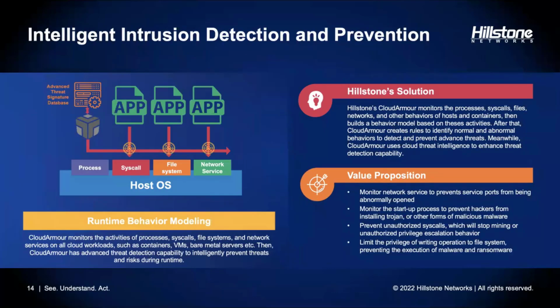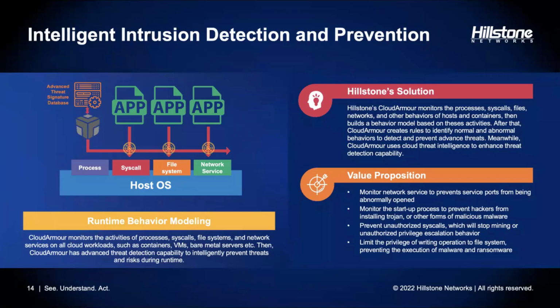Our next capability of CloudArmour is a staple of our security products here at Hillstone Networks: intelligent intrusion detection and prevention. System calls, file systems, network services, and others are all carefully monitored, be it containers, VMs, or bare metal servers. By leveraging its advanced threat detection, CloudArmour is able to stop threats by behavior. Usually, a baseline of normal traffic and normal behavior is modeled. If traffic or behavior deviates too far from what is deemed normal, the system will generate alerts.